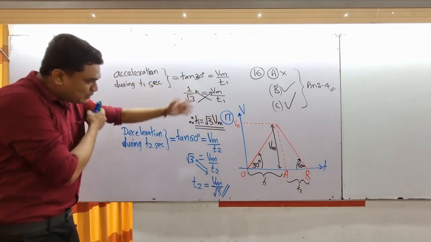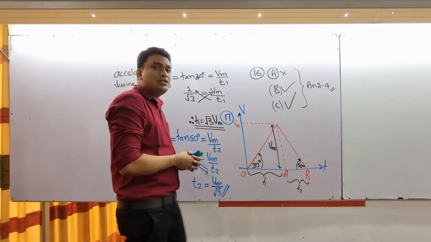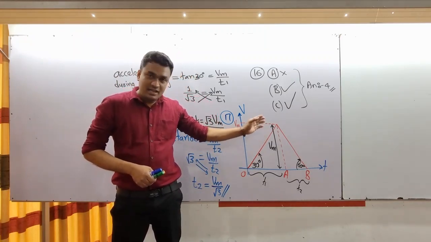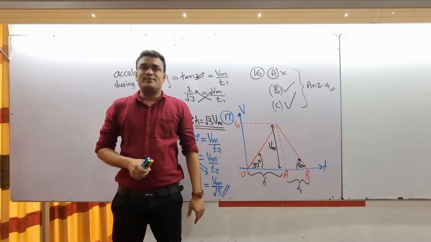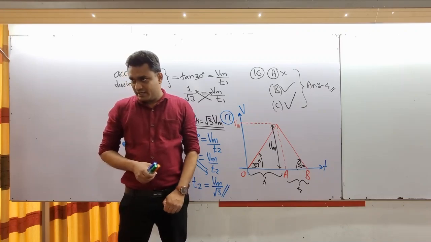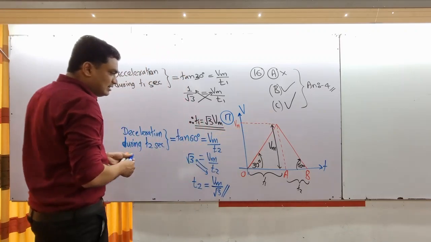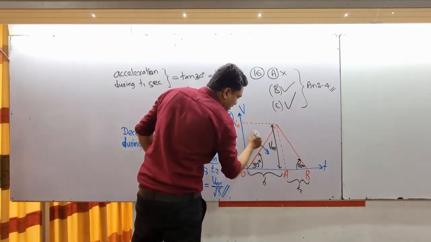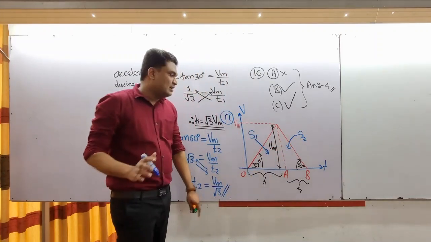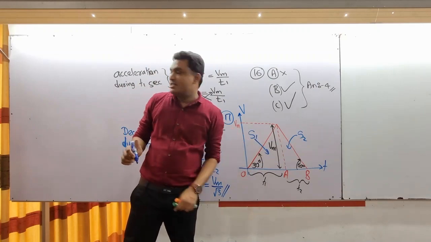So what is the displacement of a velocity-time graph here? The displacement of a velocity-time graph is the area under the graph. So this area gives S1 displacement, this area gives S2 displacement. I would like you to mark S1 and S2 displacements.